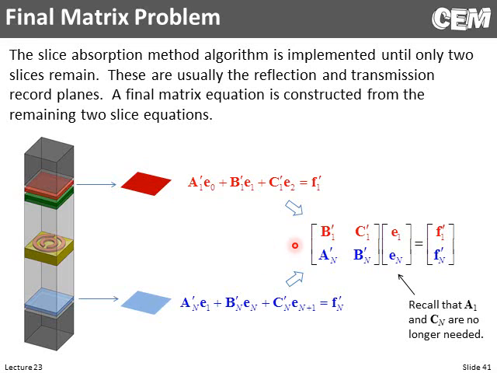We don't need them. Now we build a final 2x2 matrix, and this is a heck of a lot smaller than the full three-dimensional matrix. This is very easily solvable. And you'll notice there is no A for the first slice, and there is no C for the second slice. We don't need those at this point. If we solve this matrix equation, we will then calculate the fields in the two remaining slices, which hopefully we've chosen to be our reflection and transmission record planes.